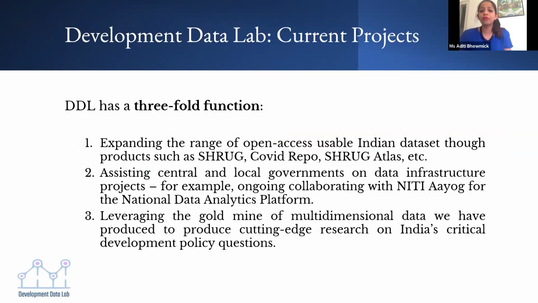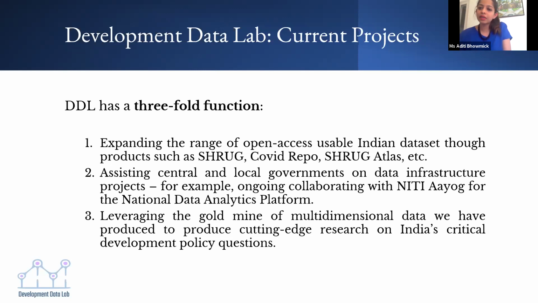So DDL has a threefold function. The first thing we do is we expand the range of open access, immediately usable data sets available in the public domain. So there's the Shrug that I'll tell you about. There's an open access COVID repository. We've developed something called the Shrug Atlas. We've put out the largest open access judicial system data set in the world. I'll give you some concrete examples of what these data products are. These are all public goods, at least we hope that they will be public goods that will benefit a whole range of actors.